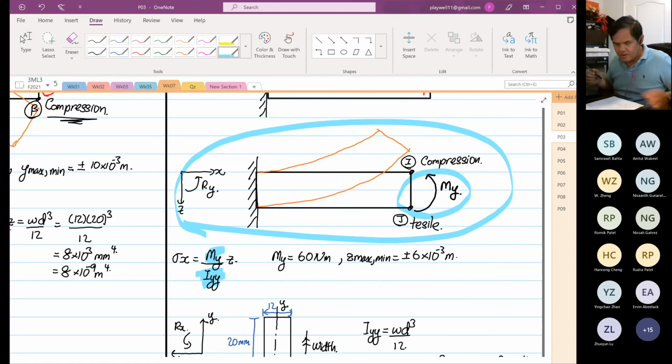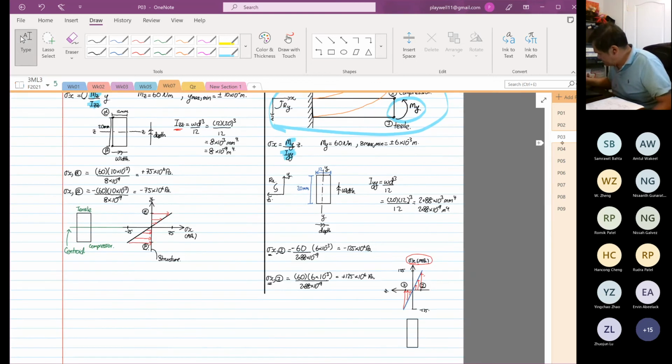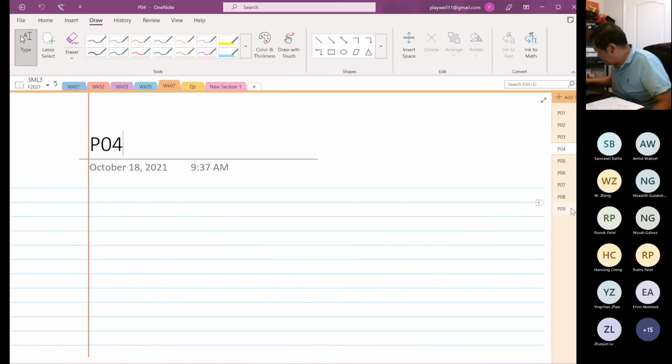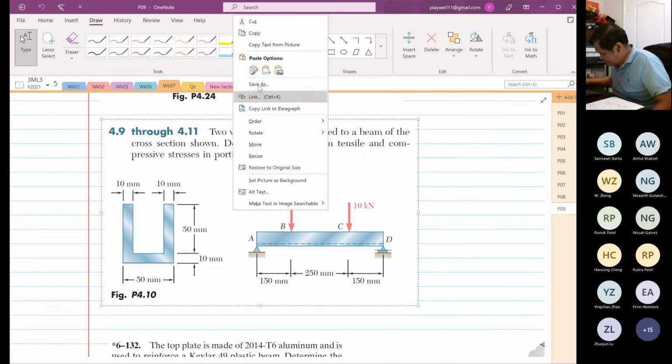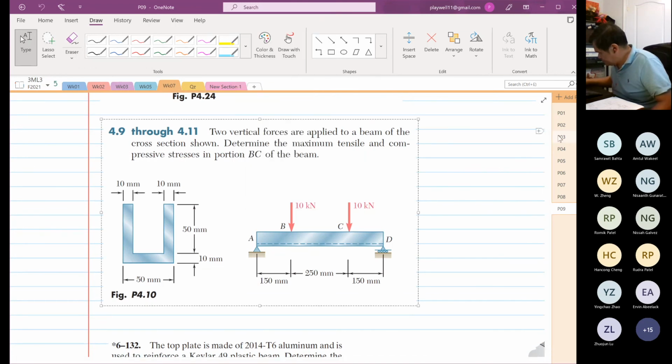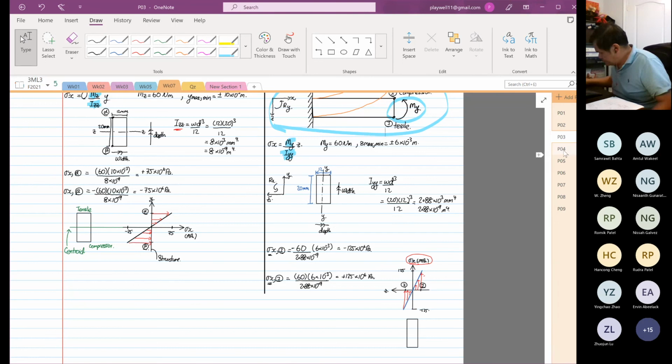Okay, we are going to do another example. We're going to do example 2. Again, you can get this diagram over here.